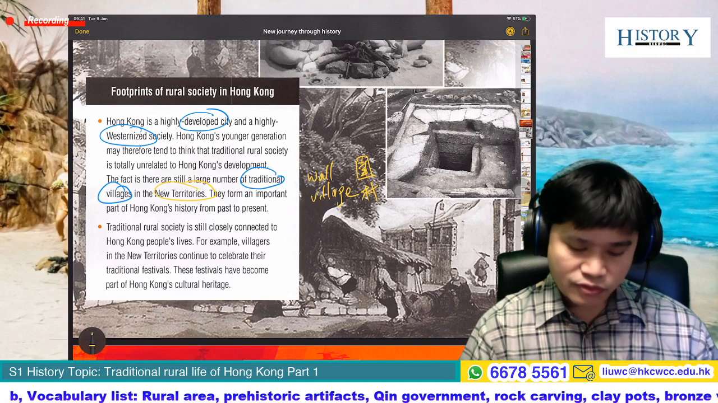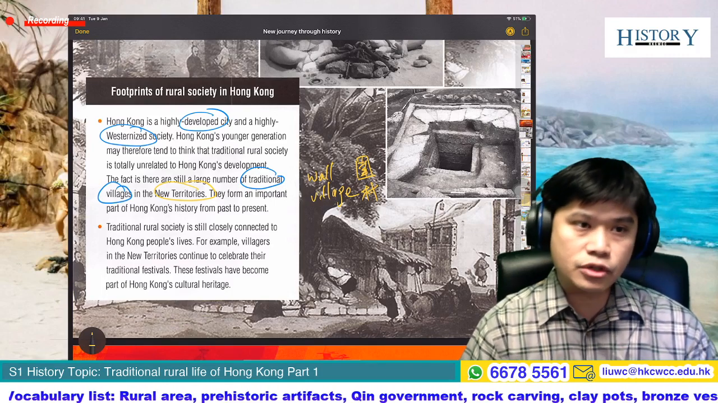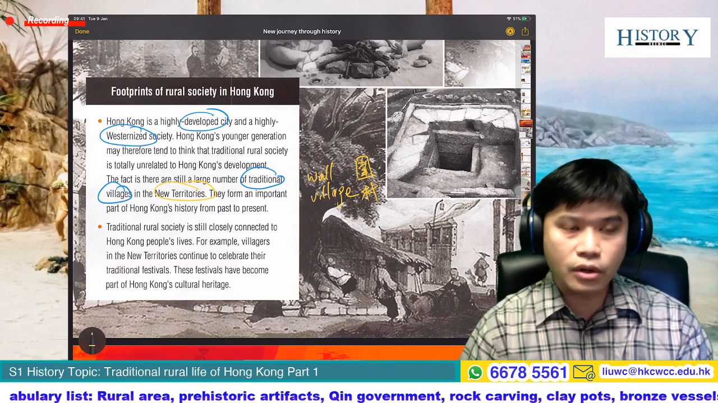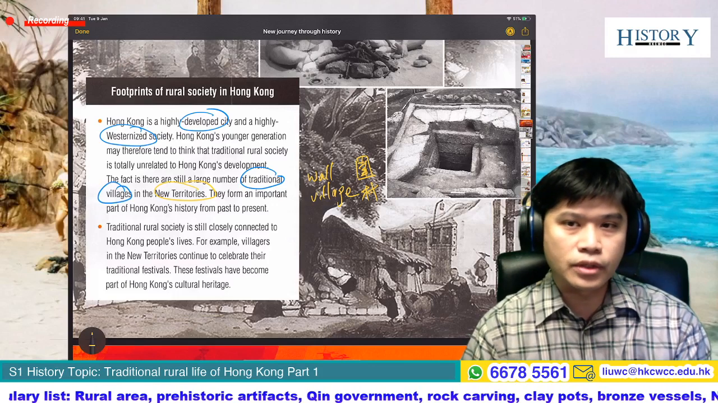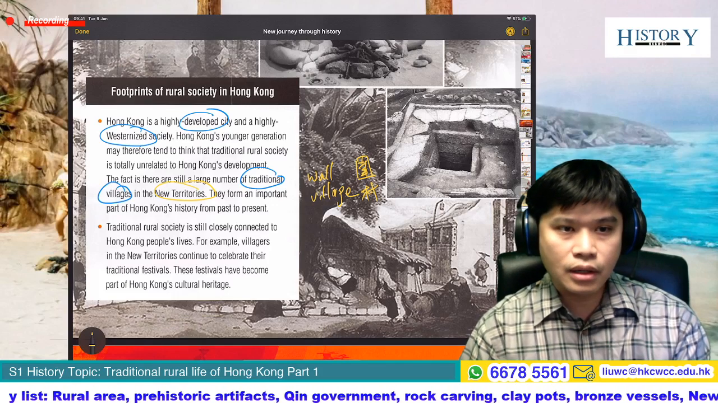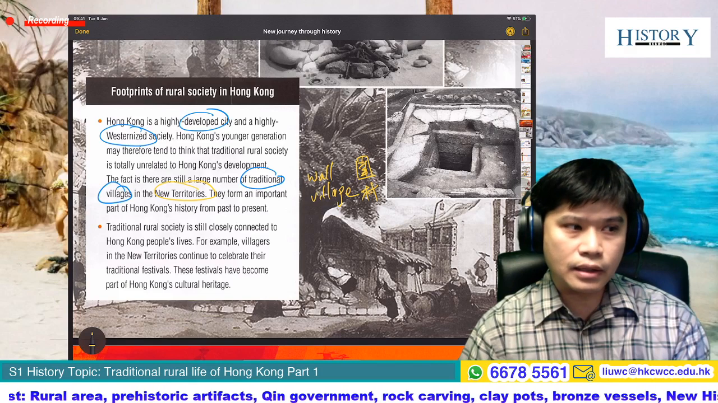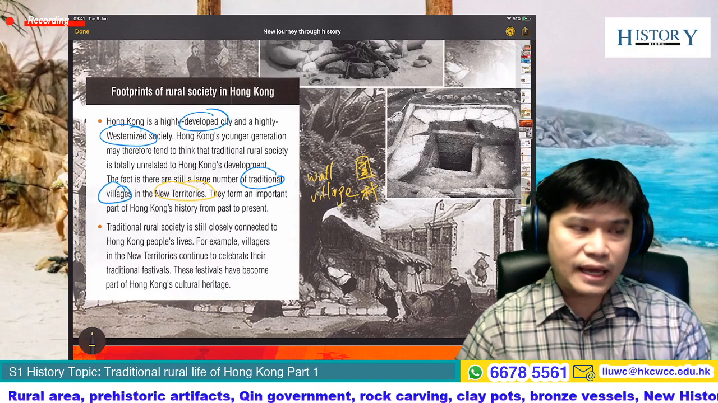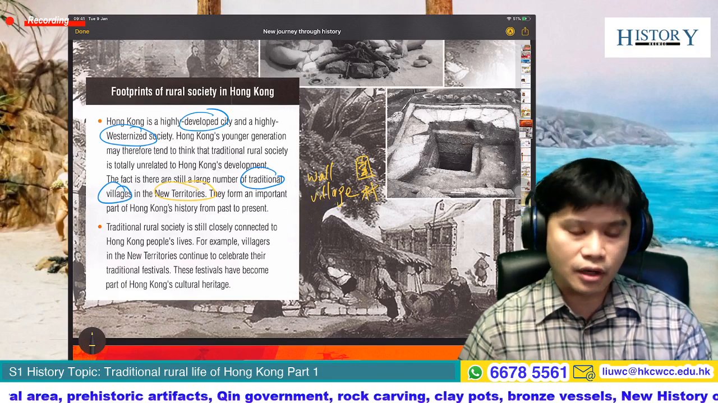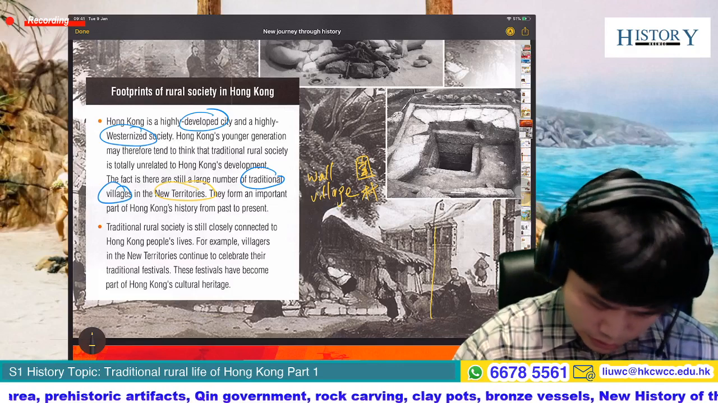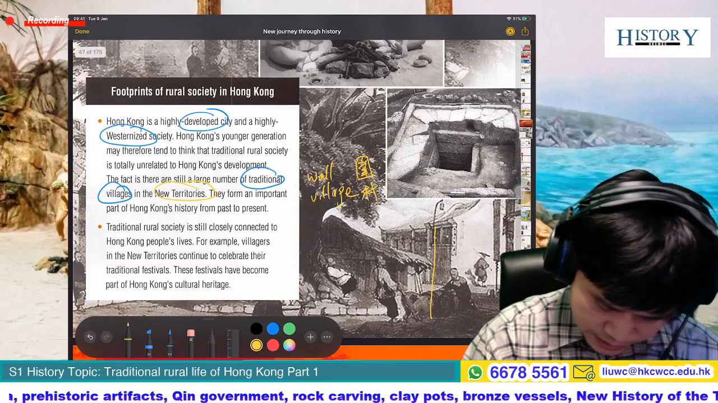So therefore, for this topic, we're going to talk about what the rural life is, and what the elements of rural life in Hong Kong are. So let's start.